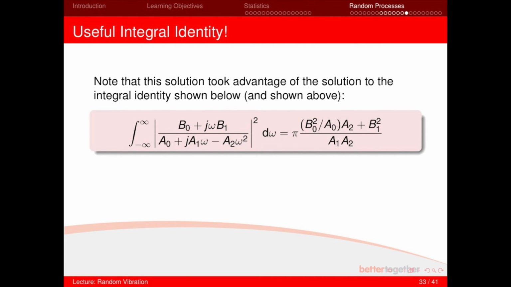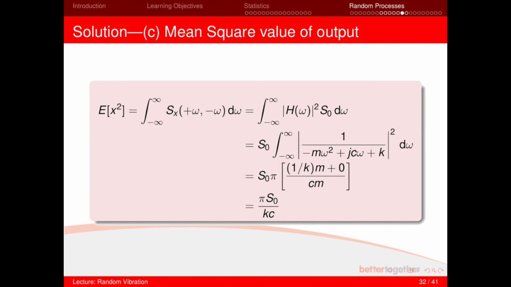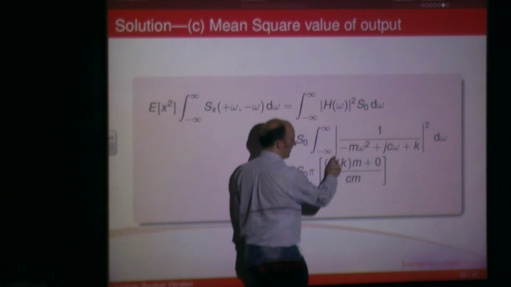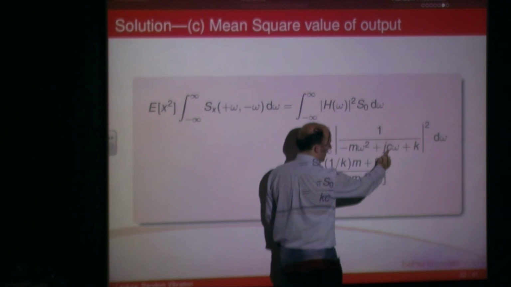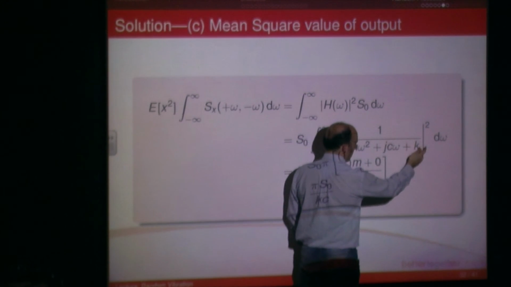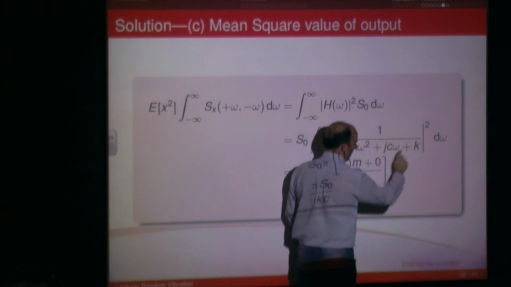So there's my identity, and in this case, if you go back to the equation, you can see that on the numerator I've got 1. So that means that up here B1 must therefore be 0, and B0 must therefore be 1. And on the bottom I've got minus m omega squared, so my coefficient for omega squared is minus m. My coefficient for j omega is c, and my coefficient for the term without any omegas on the end is k.